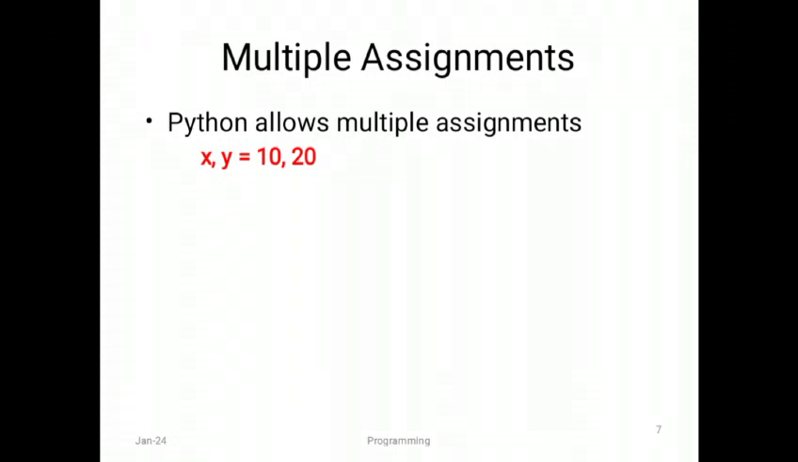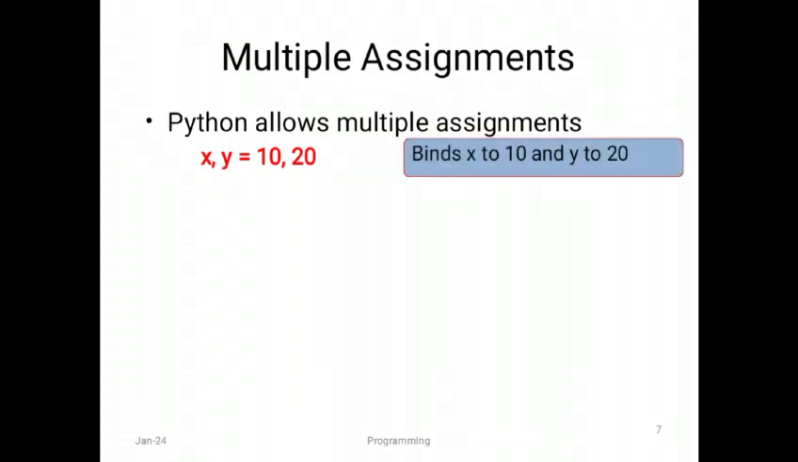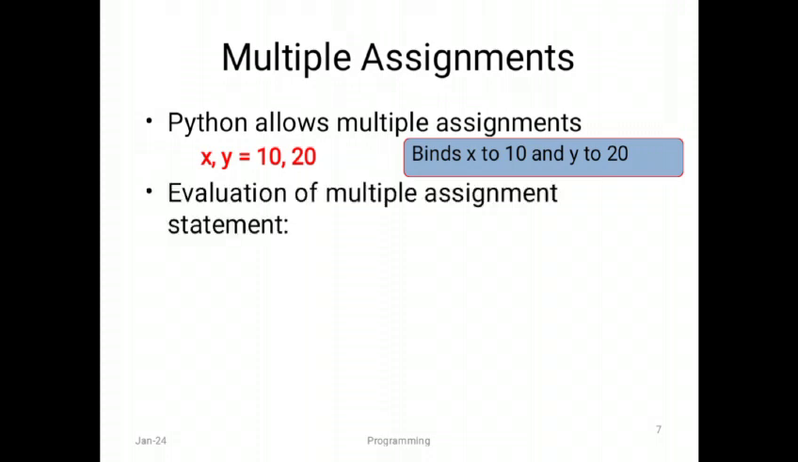Then multiple assignments. Python allows multiple assignments. For example, x comma y equal to 10 comma 20. Here the x value is assigned as 10 and the y value is assigned as 20.